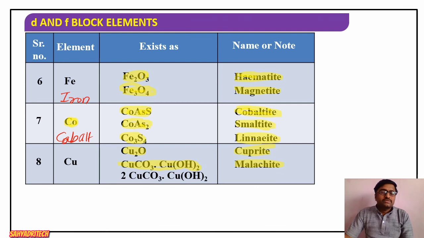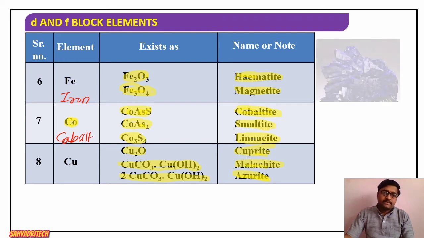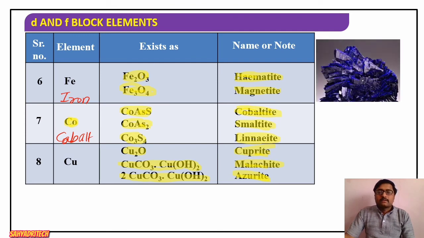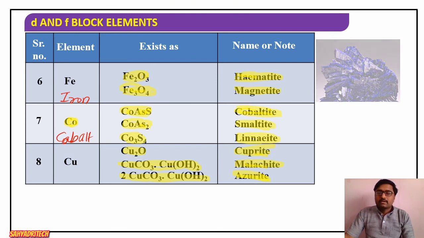Next, 2CuCO3 dot Cu(OH)2, which is called azurite. Just look at the composition. If 1 mole of copper carbonate exists with 1 mole of copper hydroxide, it is called malachite. If 2 moles of copper carbonate exist together with it, it is called azurite. So for copper, the combined forms are cuprite, malachite, and azurite. How does it look? This is the diagram of azurite.